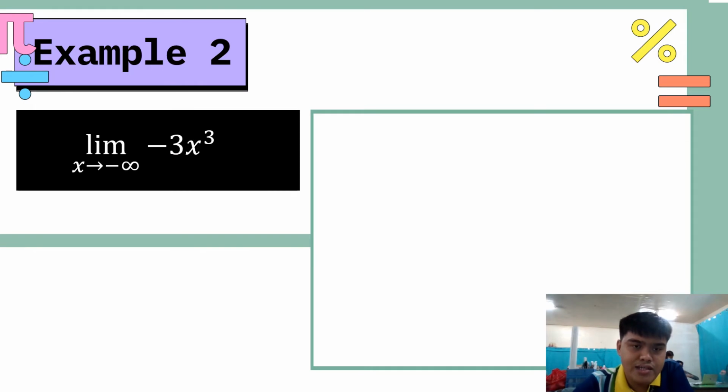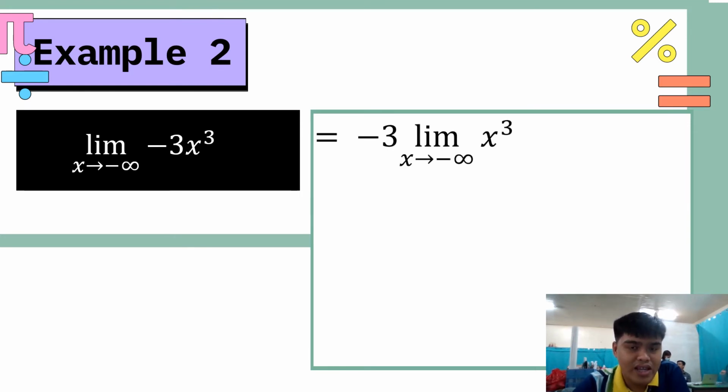Now let's tackle example number 2. We will find the limit of negative 3x cubed as x approaches negative infinity. Again, by theorem number 3, we can factor out negative 3. It becomes negative 3 limit of x cubed as x approaches negative infinity. Now we can substitute negative infinity into the expression. It becomes negative 3 times negative infinity cubed.